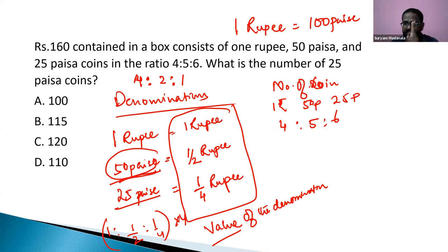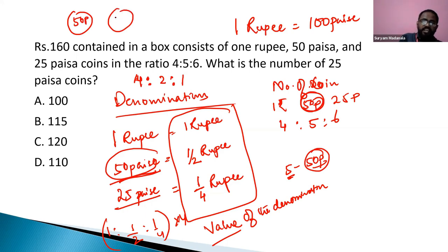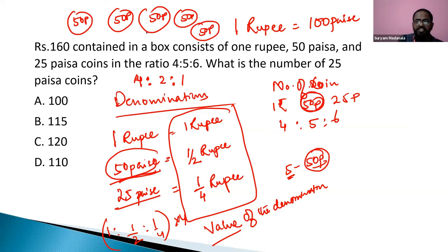Imagine that you have rupee, 50 paise, 25 paise coins. If I have five 50 paise coins, how many rupees do I have? 50 paise, 50 paise, 50 paise... so how much? 2.5. Agreed? What did you do to get 2.5? You multiply 5 into 50, that becomes 250 paise, and then divide by 100, because 1 rupee is 100 paise. Agreed?